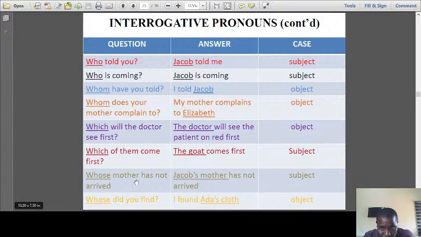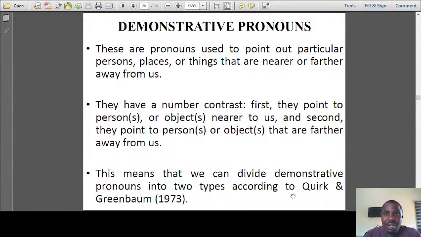Whose, we can use whose for subject and object, not like which. And look at it. Whose mother has not arrived? Jacob's mother, subject. Whose did you find? I found Ada's cloth, object. Take note of that. You can do more exercises for yourself.